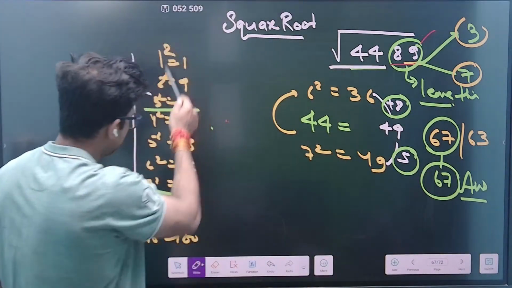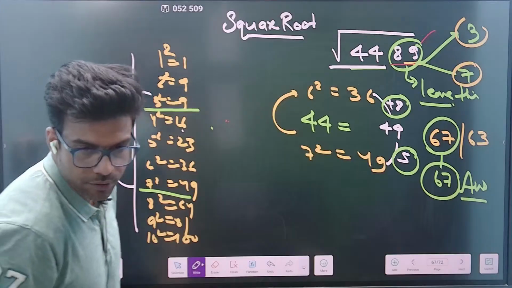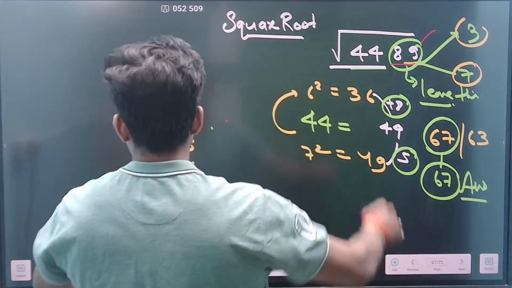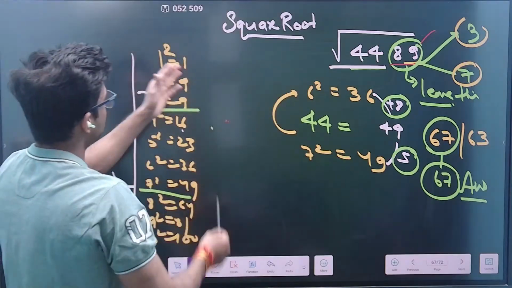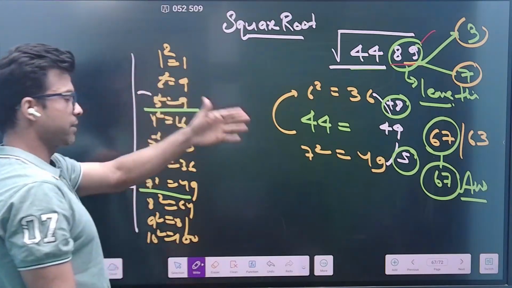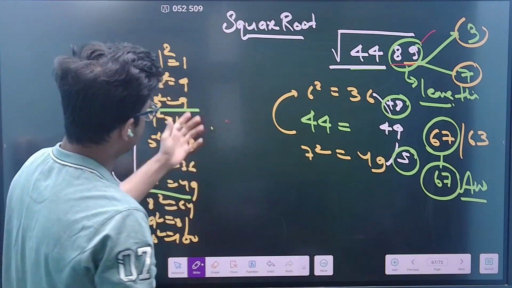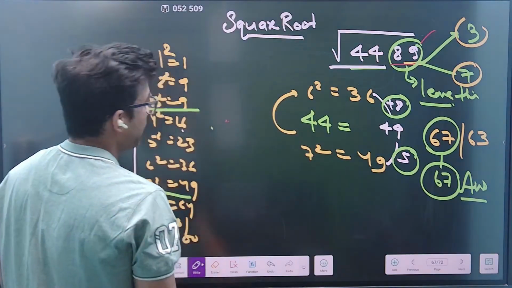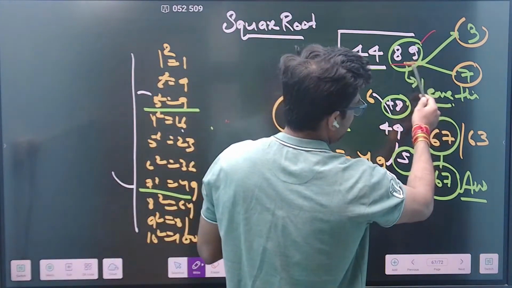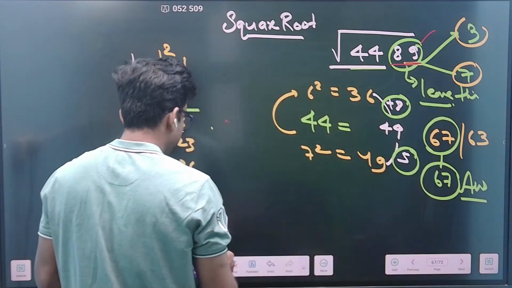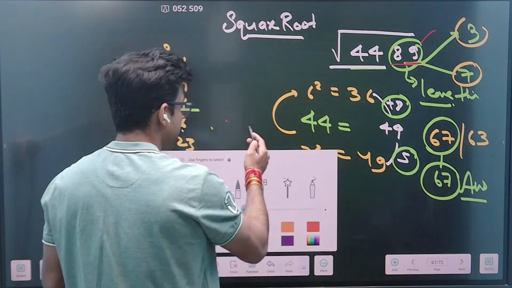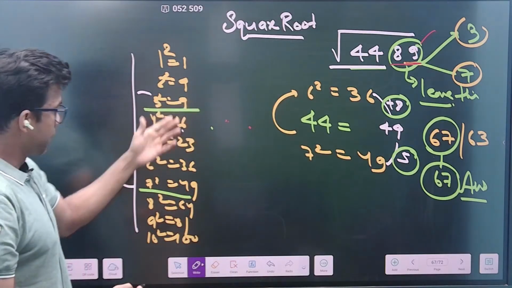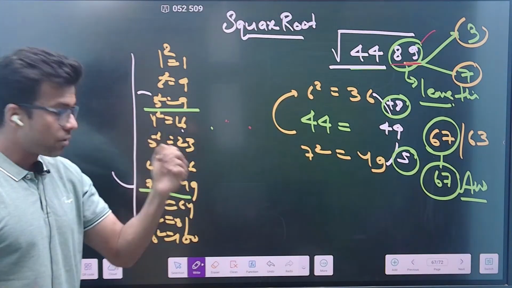the squares of numbers from 1 square to 10 square are 1 square, 2 square is 4, 3 square is 9, 4 square is 16, 5 square is 25, 6 square is 36, and so on and so forth. So what I taught yesterday is that if 9 is the last digit, the number should have a last digit of 3 or 7, because 3 square gives me 9 and 7 square also gives me 9 in the unit place.